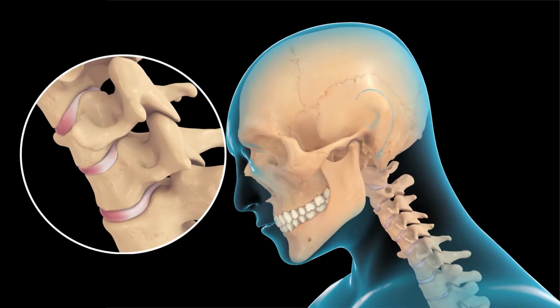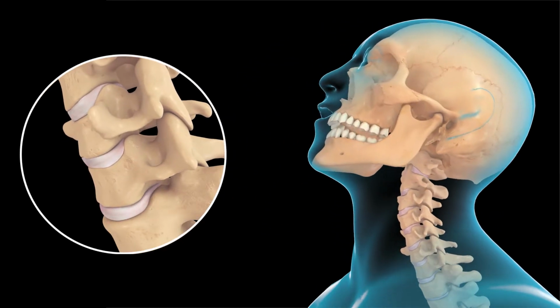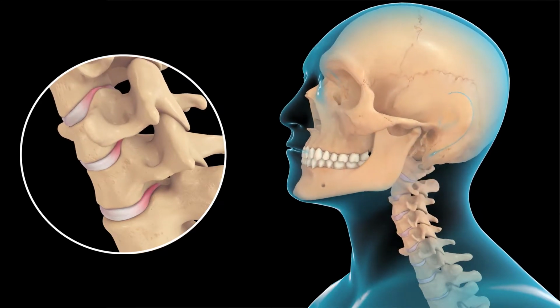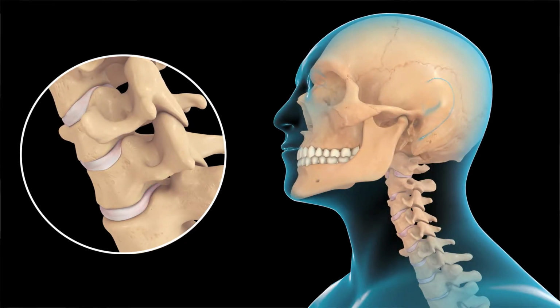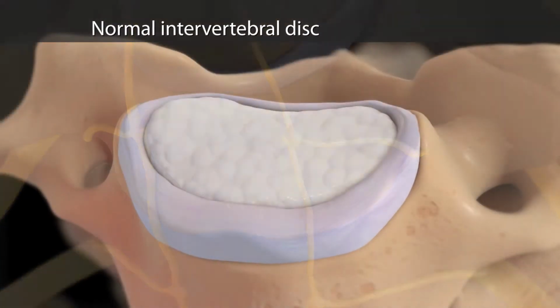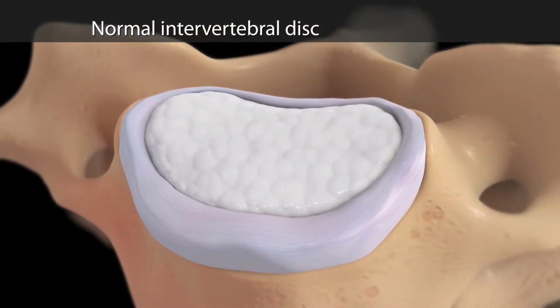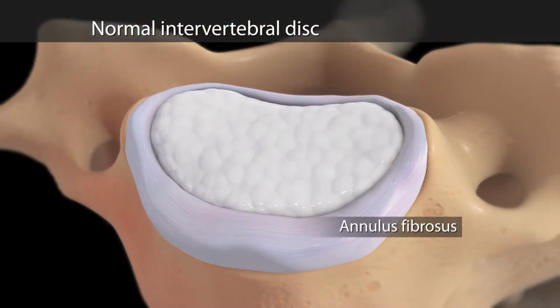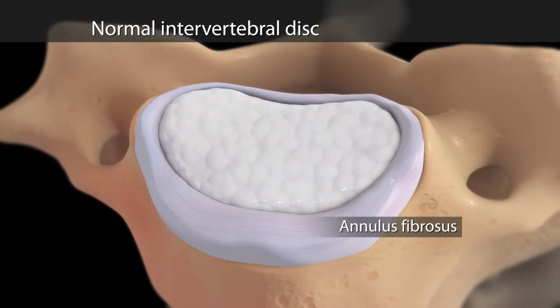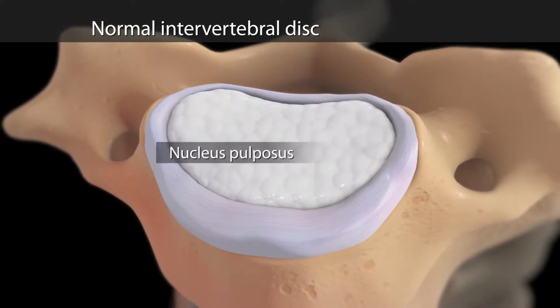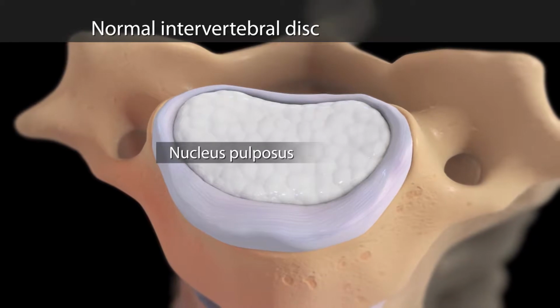Cervical disc pressure increases when your neck bends forward, backward, and sideways. Intervertebral discs consist of a tough outer ring of tissue called the annulus fibrosus and a soft jelly-like center called the nucleus pulposus.